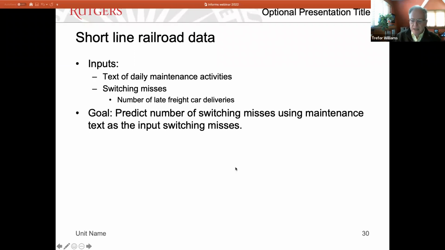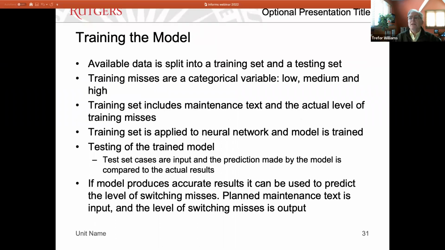Okay, so we had the daily maintenance activities, and we knew the switching misses, which freight cars were not delivered on time. So he said, well, let's use a neural network. Can we predict the effect of maintenance activities on the switching misses? To train the neural network, we had about 4 years' worth of these maintenance logs. It's just text in an Excel spreadsheet. So you have to split it into a training and a testing set, and also the output. When you train it, you have to couple your input text with the appropriate output.